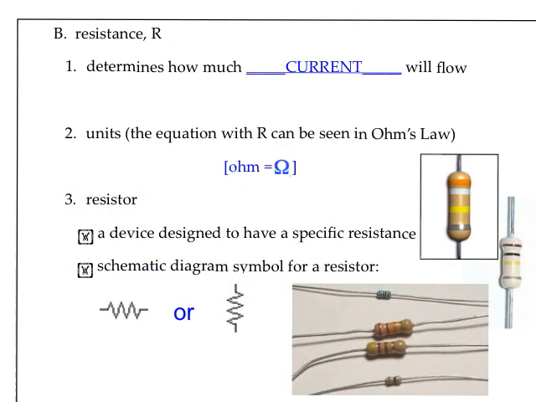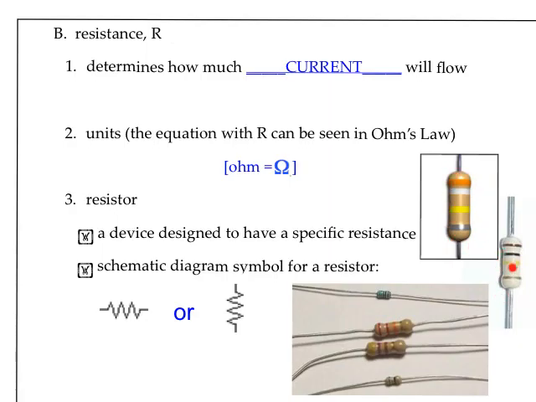Our next vocabulary term is resistance, and it's denoted with a capital R. And resistance is going to determine how much current can flow in a circuit. Now, we don't have a particular equation just for resistance because it's going to be used in other equations, particularly something called Ohm's Law that we'll get to. The unit for resistance is called an ohm, and we use the Greek letter capital omega to represent the symbol for the unit of an ohm.